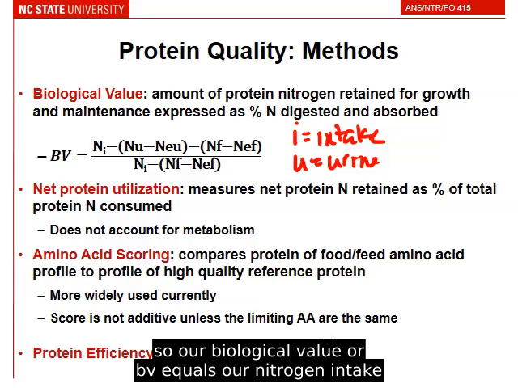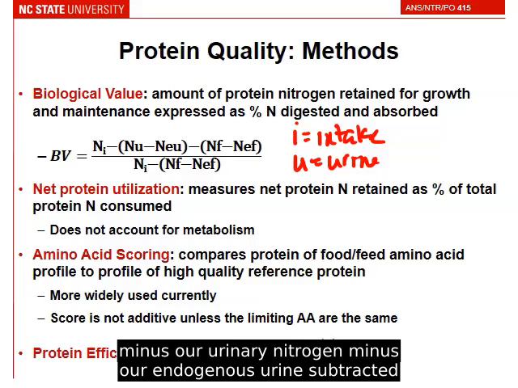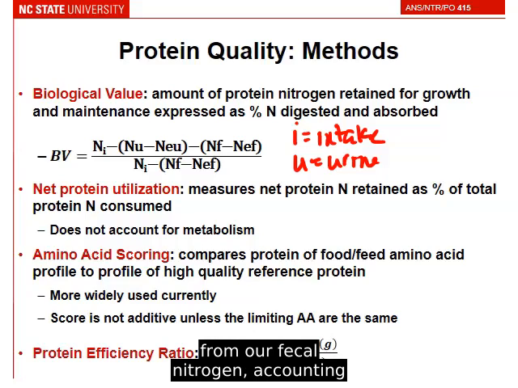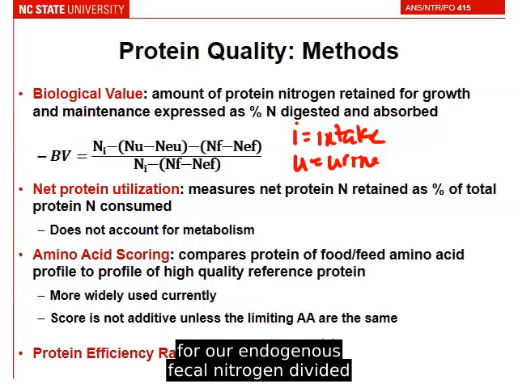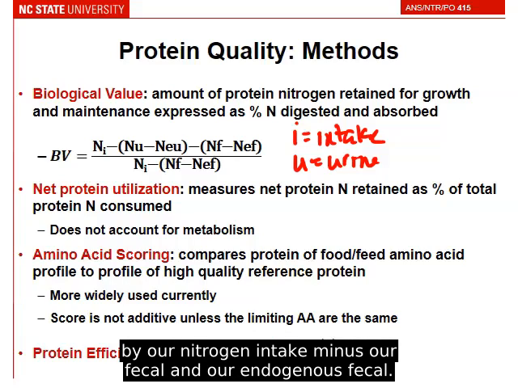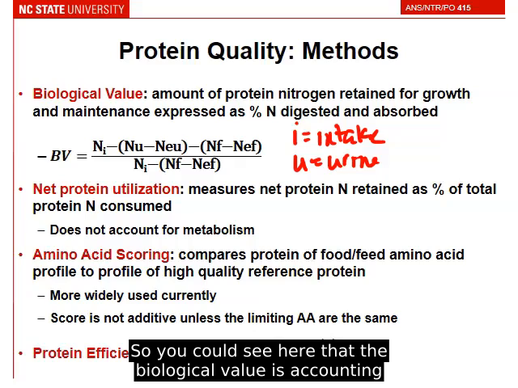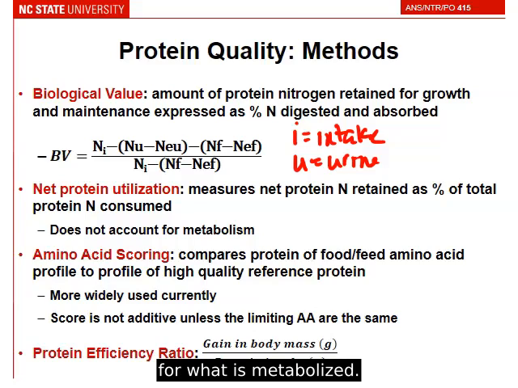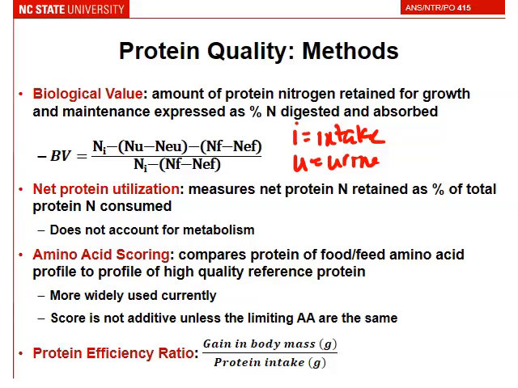So our biological value, or BV, equals our nitrogen intake minus our urinary nitrogen minus our endogenous urine, subtracted from our fecal nitrogen, accounting for our endogenous fecal nitrogen, divided by our nitrogen intake minus our fecal and our endogenous fecal. So you could see here that the biological value is accounting for what is metabolized.